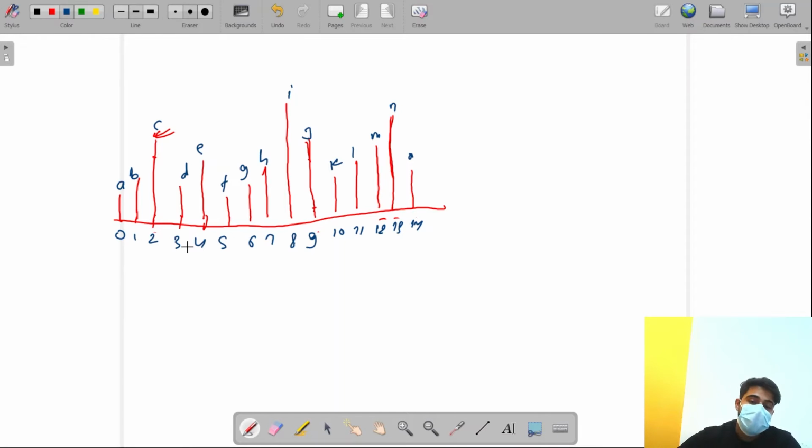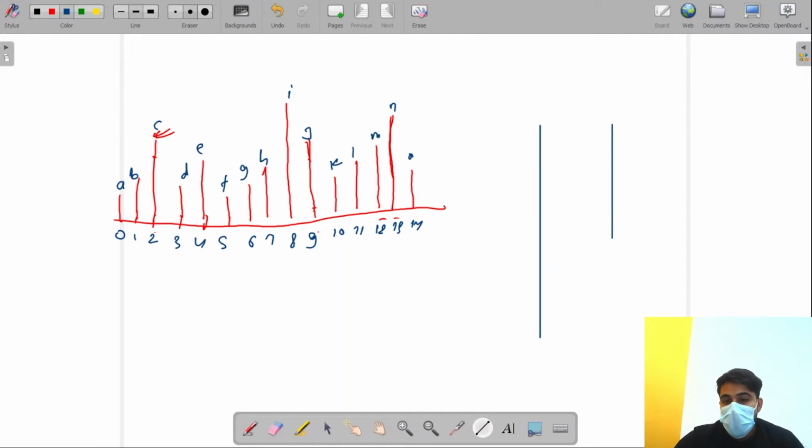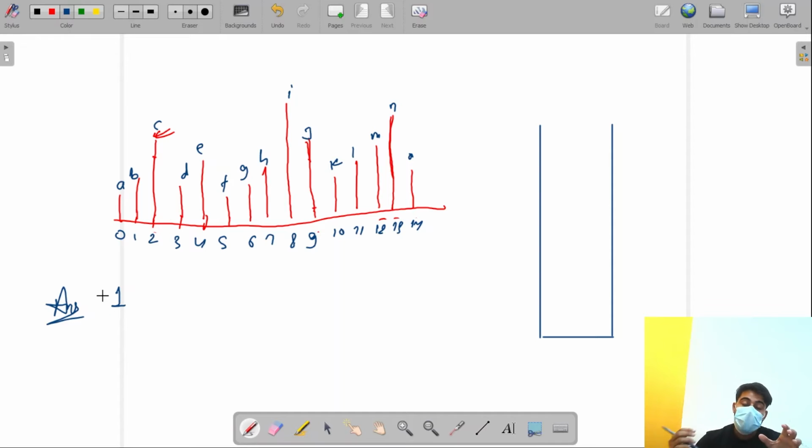Okay, so what we'll do, we just create a stack. Let me create a stack. At first, for this element A, I'm assuming this is an answer array. For A the stock span will be 1 because there will be no element on the left hand side that is greater than this A, and I'm going to push its index into the stack, that is I pushed 0 into the stack.